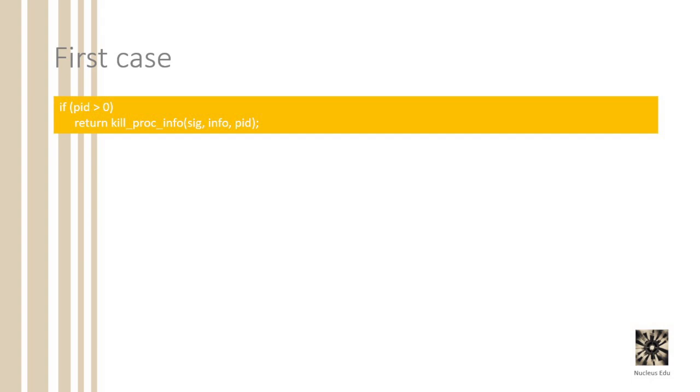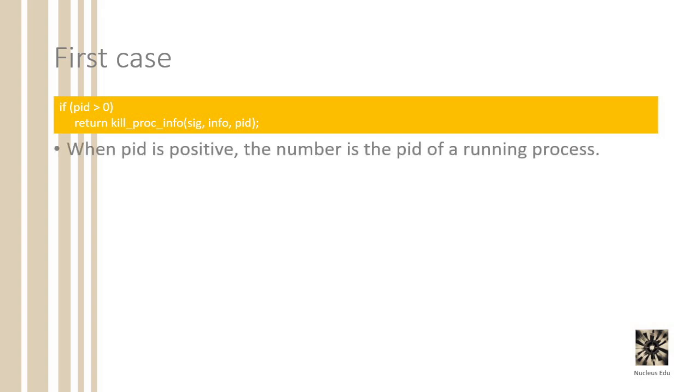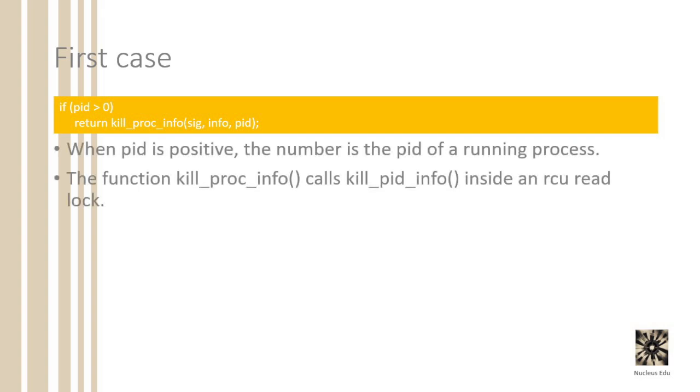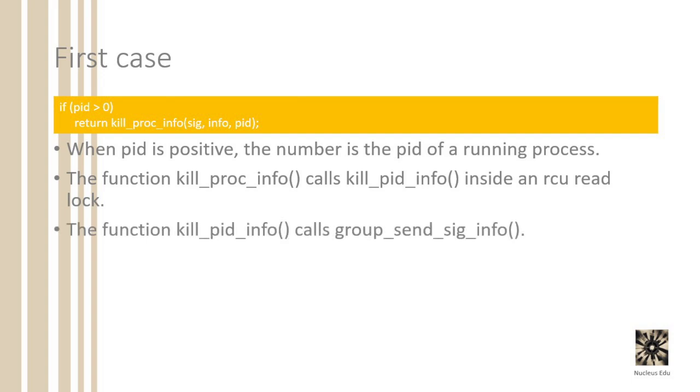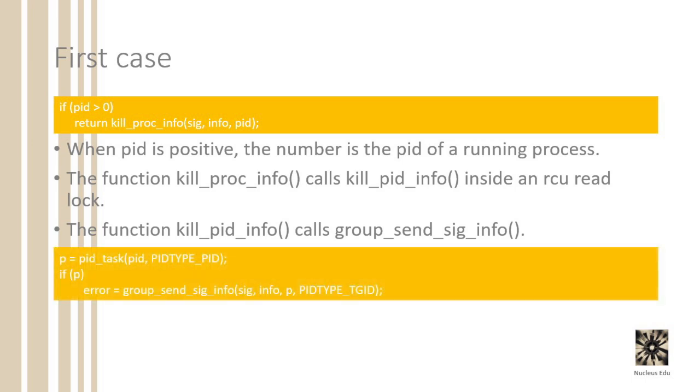So this is the first case, as I mentioned, when PID is greater than 0. This is for the case when the positive number, which is PID, is the number of the process you want to send the signal to. In this case, kill_proc_info basically calls kill_pid_info, and it does this in an RCU read lock, and that function basically calls group_send_sig_info.